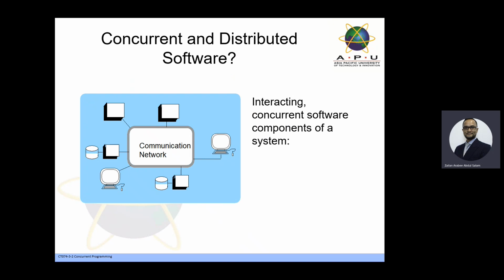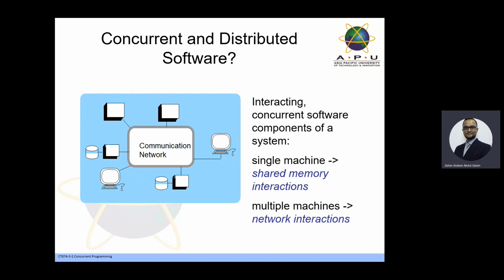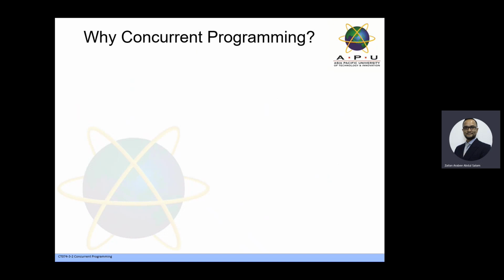So when we talk about concurrent and distributed software, this is a very common architecture now. You have clients or machines communicating through a network, and all of these machines can be part of one system. So when you have a single machine, what if I have 2 threads running here? There's only one memory, right? One RAM if you like. So there's shared memory interaction. These 2 threads have to share the same piece of memory, and of course, don't interrupt each other. And when we're talking about multiple machines, then we have network interactions. So we have to manage data so that the 2 threads don't cancel out or override each other. That's what we are mainly going to be looking at.